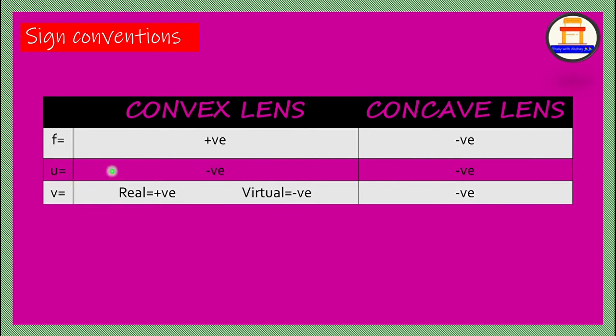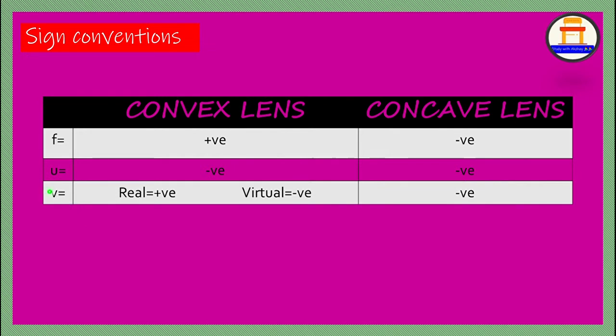Object distance. What is object distance? It is the distance where the object is placed from the optic center. That will be negative. So object distance for both convex and concave lens is negative. This is one point where you can remember. And if the image formed is a real image, then it is positive.